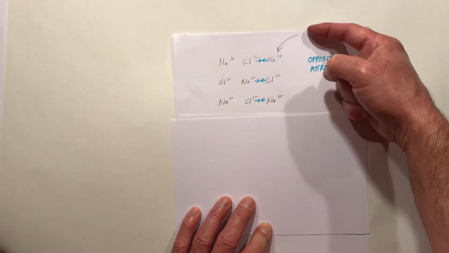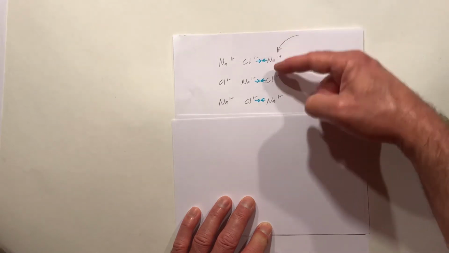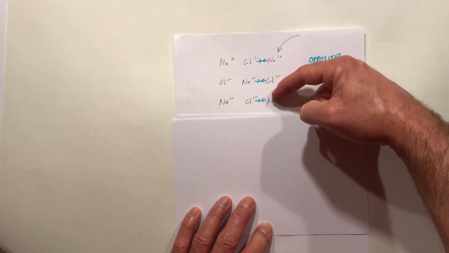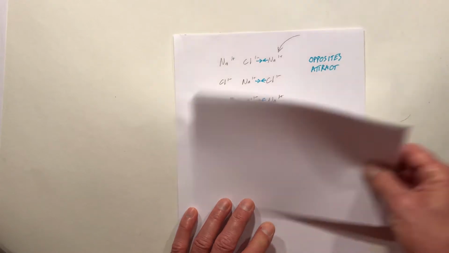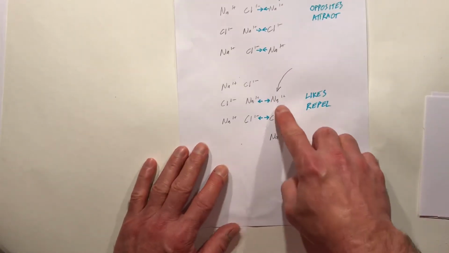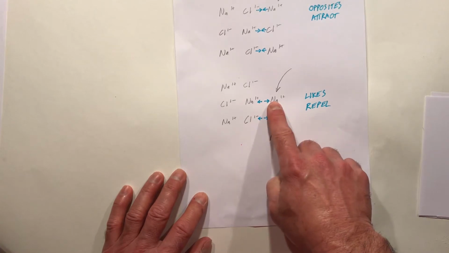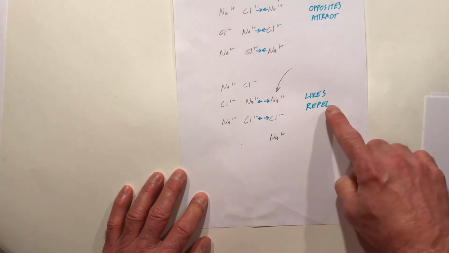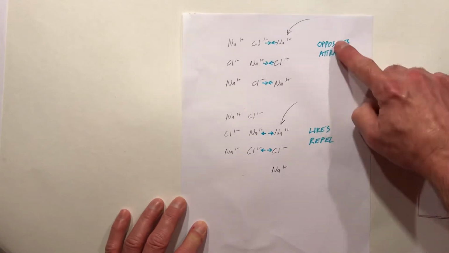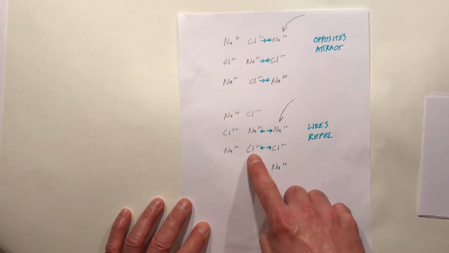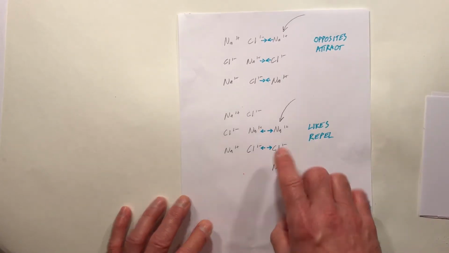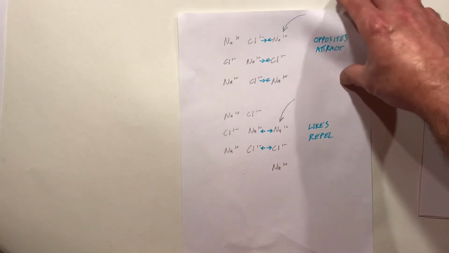Now let's say that we take a hammer or some other force and we hit the crystal and we force these ions downward so that now they look like this. What happens is the sodium and the sodium that are both positive come into contact, and now they repel. Remember, opposites attract, likes repel. So the chloride and the chloride would also repel, and the crystal would break apart into pieces.